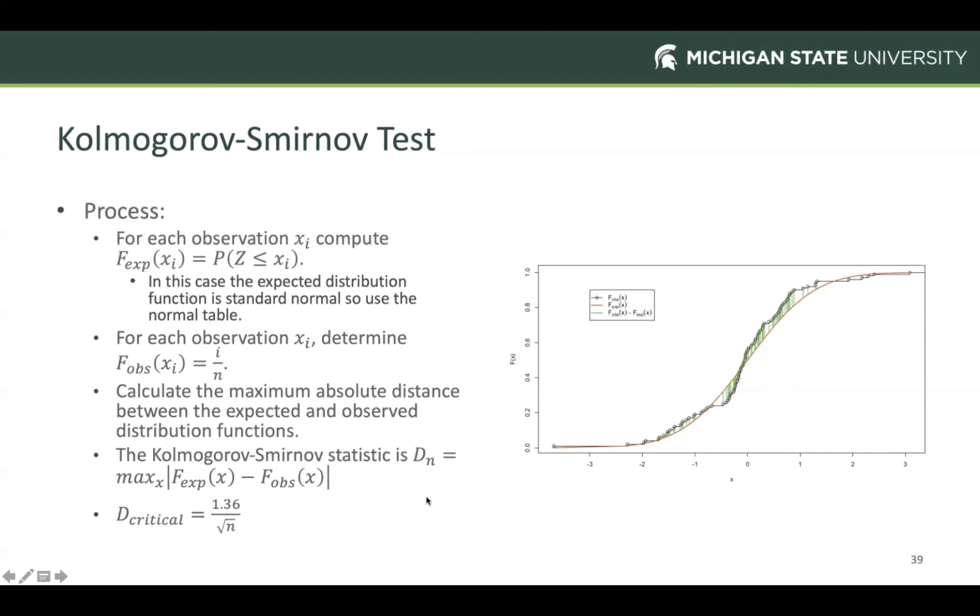The critical value, interestingly in this case, is determined from a simple equation where we take 1.36 divided by the square root of the sample size. In concept, that means that as our sample size gets larger, we're going to reject based upon smaller differences. As compared to a very small sample, we don't have as much precision or reliability in those cases. So in those instances, we're going to require a larger difference between the observed and expected distributions in order for us to reject the null.